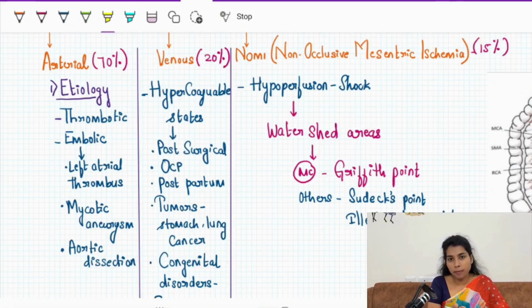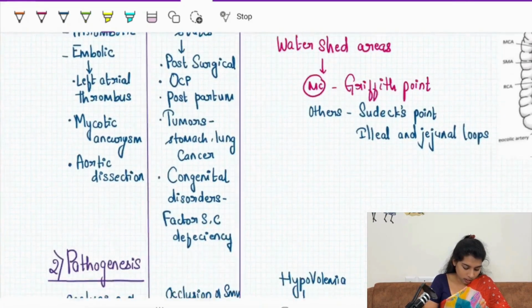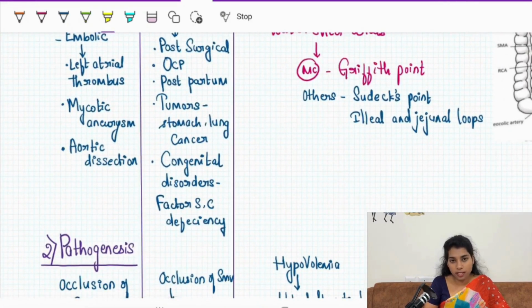Examples: post-surgical immobilization states, a patient on OC pills, a postpartum patient, few tumors like stomach cancer and lung cancers, and few congenital disorders like protein S, protein C deficiency, etc. There are a lot of conditions which are hypercoagulable states, and these are few of them.